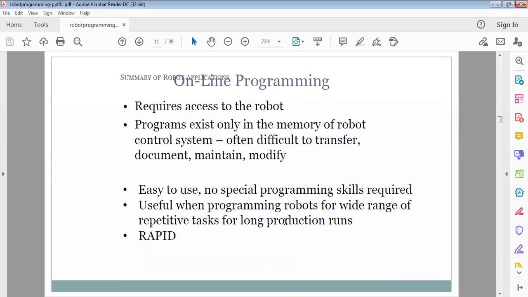Okay, so online programming requires access to the robot. Continuation of the above slide.